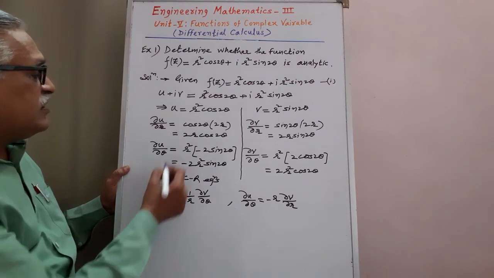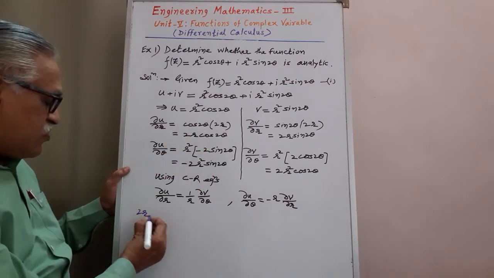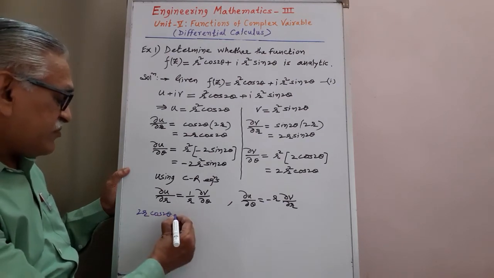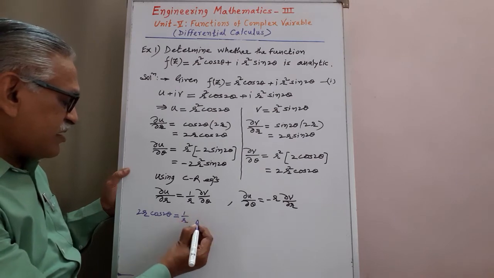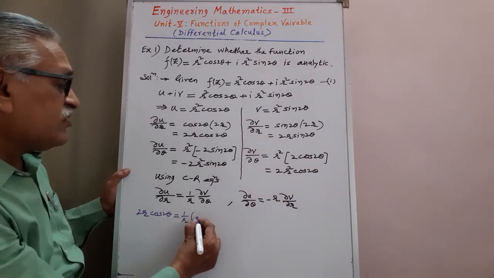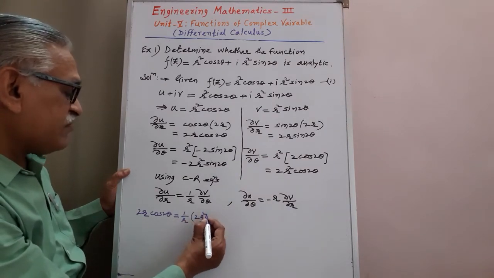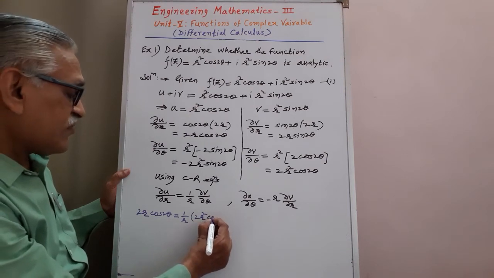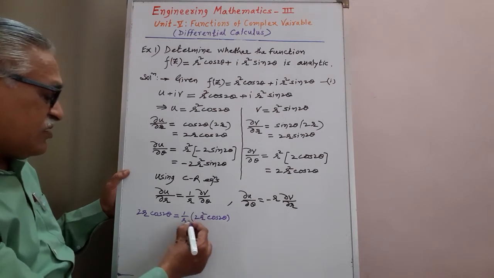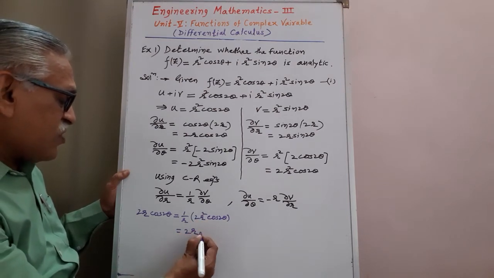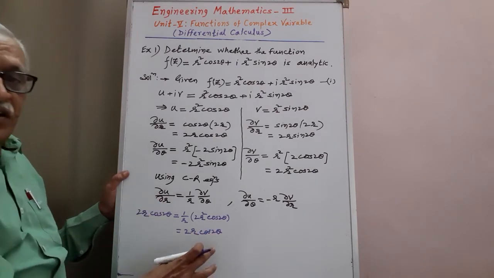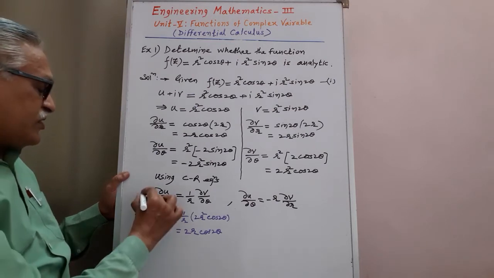Therefore the value of dou u by dou r is 2r cos of 2 theta, equal to 1 by r dou v by dou theta, and the value of dou v by dou theta is 2r square cos of 2 theta, and therefore it is equal to, the r gets cancelled, we get 2r cos of 2 theta. Left hand side and right hand side are equal, means the first condition is true.